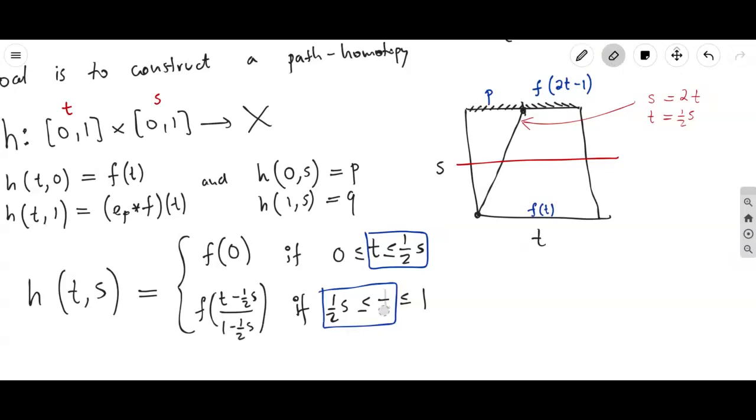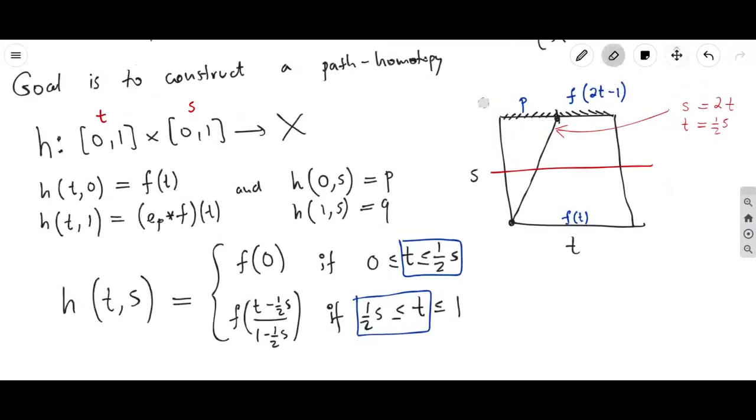Because, yes, if t is equal to a half s, the numerator is 0. So that's just f of 0. So on the overlaps, they agree. When s is equal to 0, that's the lower edge. When s is equal to 0, you get f of t.